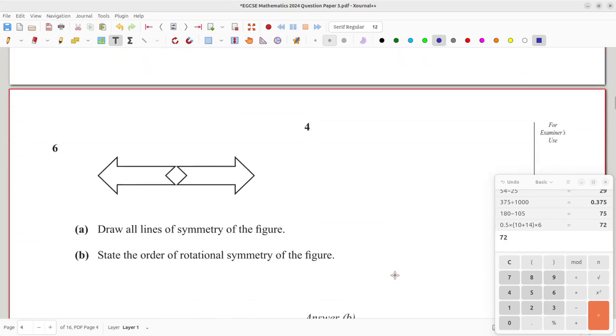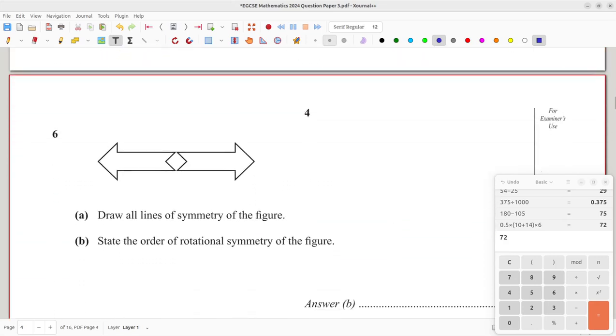Next question. Draw all lines of symmetry for this figure. The first line of symmetry is going to go through like that. Let me try to use a straight line. This is the first line of symmetry, and then the other one is this one, and there is no other one.